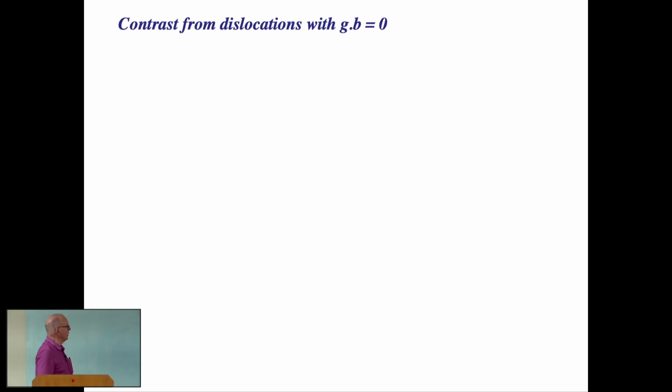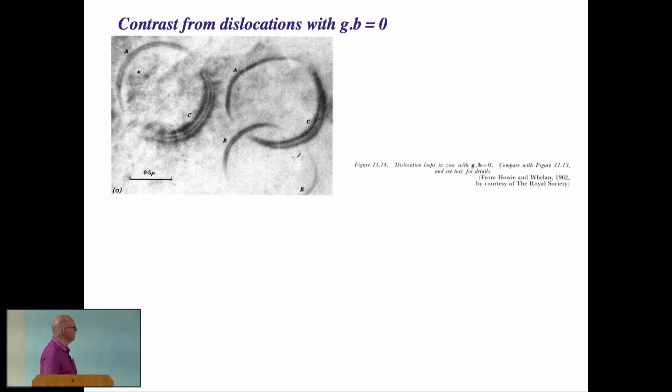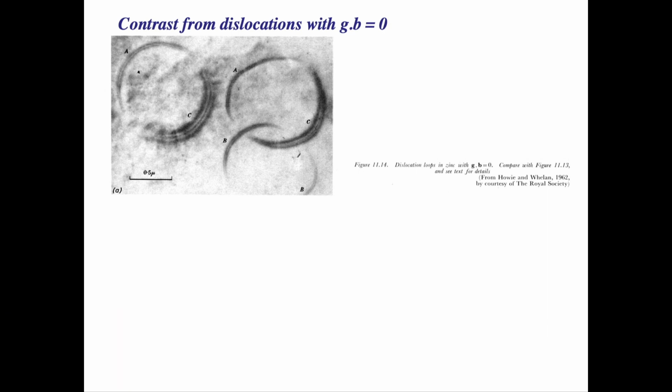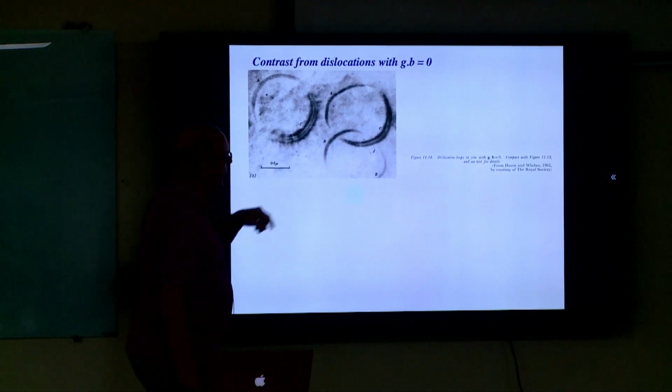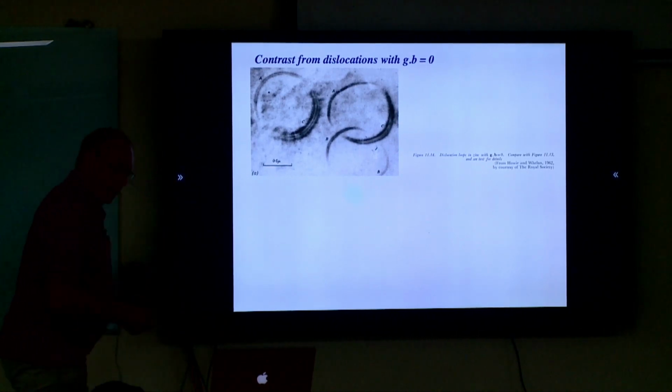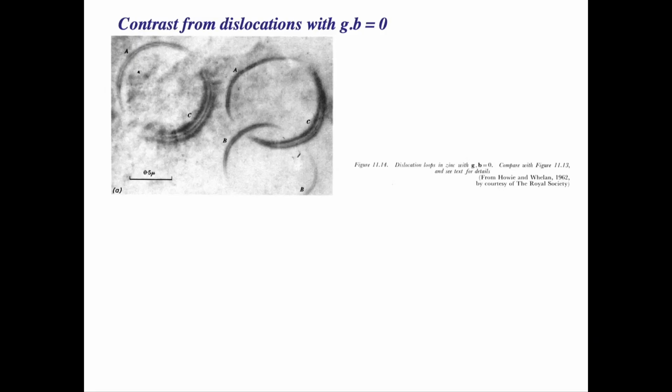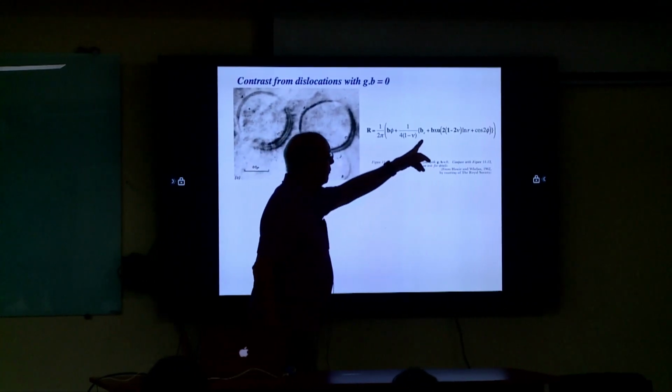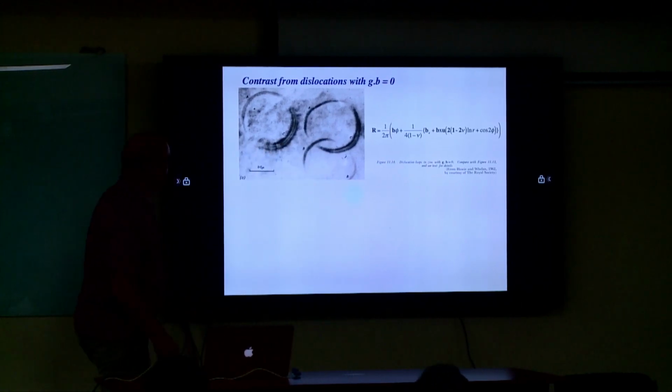All right, contrast from dislocations with G dot B is 0. So these are loops here. And this says these are dislocation loops in zinc. We're imaging with a G such that G dot B is 0. Okay, so there's our displacement for these dislocations, that it's a component V and B cross U, so they're edge dislocations, edge loops.